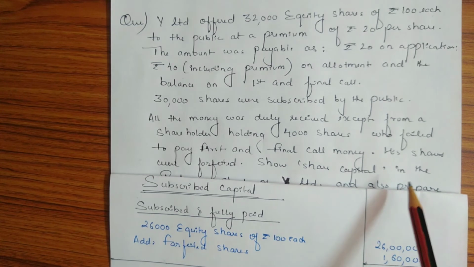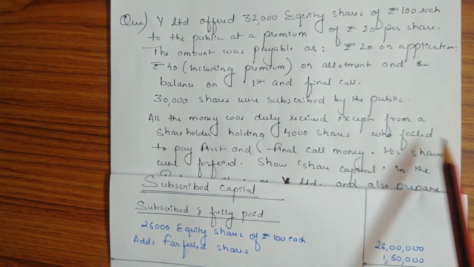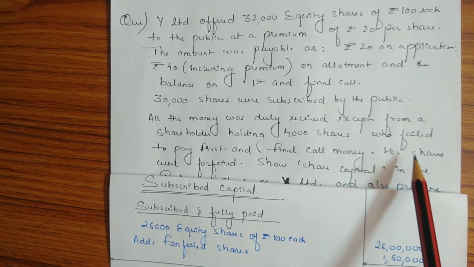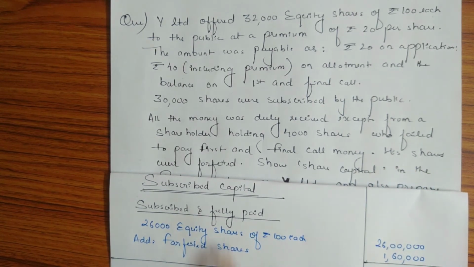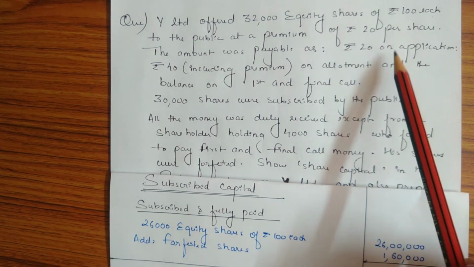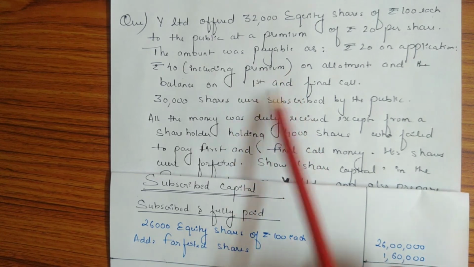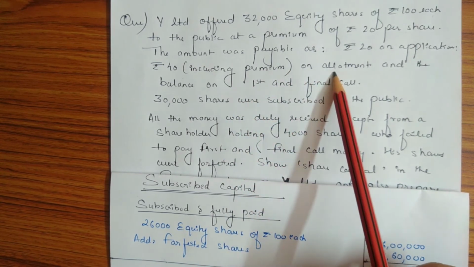Now in the question, it is given that the shareholder holding 4,000 shares has had his shares forfeited. So we will add the forfeited shares to subscribed capital. As we know, the share forfeiture account is always credited with the amount received on application, allotment and calls. We have received rupees 20 on application, rupees 40 including premium on allotment.